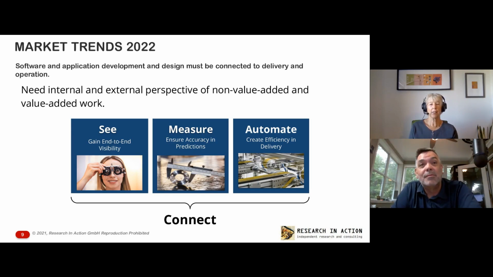Agree. Another important trend to recognize is that we need both the internal and external perspective of both non-value added and value added work. And Lance will talk a little bit about that. So you need to really understand and see to get end-to-end visibility. You have to have a measure. And to some extent, you need some automation to create efficiency.